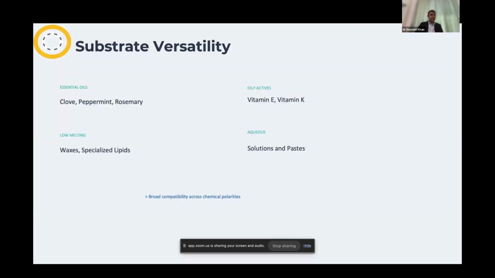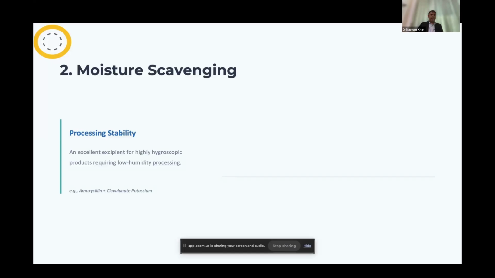So this is essential oils, low melting waxes, then oils, vitamin E, K. We have already converted these, then aqueous solutions. So this is what we have already seen that we have converted. So this is the efficiency of how our silicon dioxide is used. Then, moisture. This is a very important part.